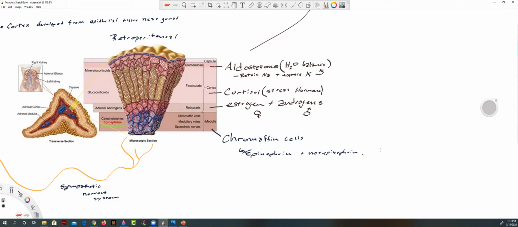These, when they're released, increase heart rate. They increase blood pressure. They increase respiration. They decrease unneeded things like digestion.